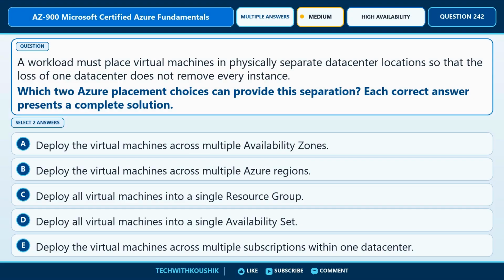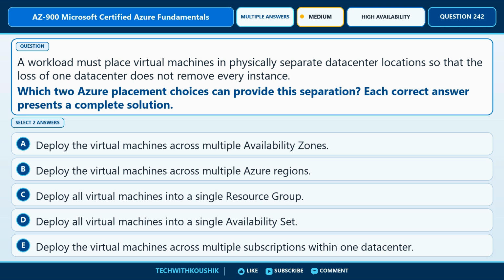Let's take a look at question number 242. The focus now shifts to high availability. Here's the situation to consider. A workload must place virtual machines in physically separate data center locations so that the loss of one data center does not remove every instance. Which two Azure placement choices can provide this separation? Each correct answer presents a complete solution. Select two answers that satisfy the requirement.